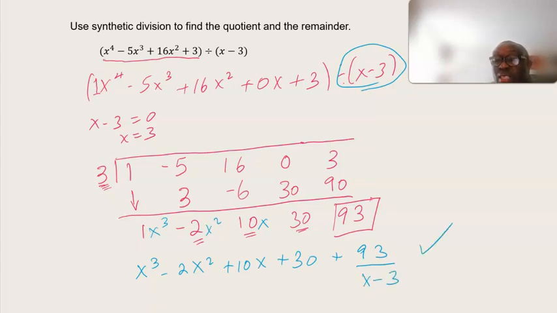So that is your answer. You have the polynomial plus the remainder there. And that's all you do in this particular question.